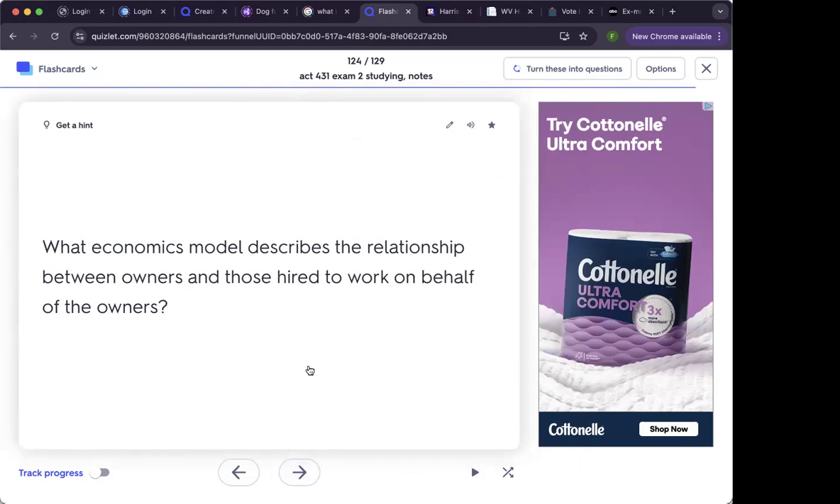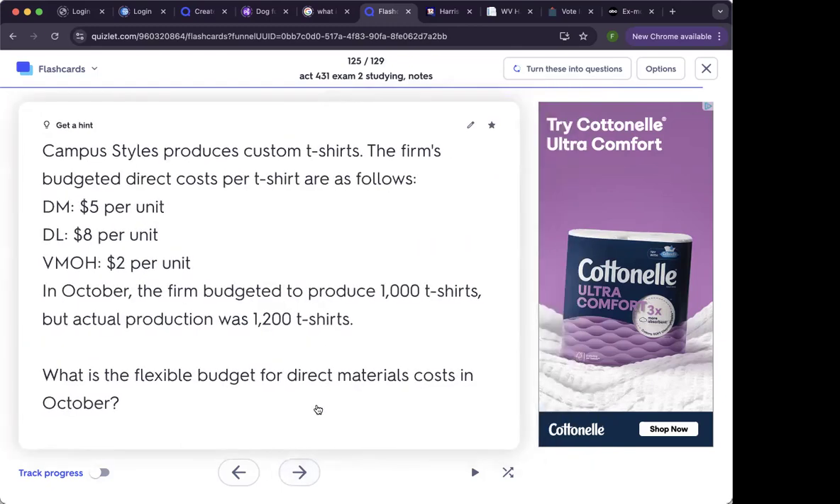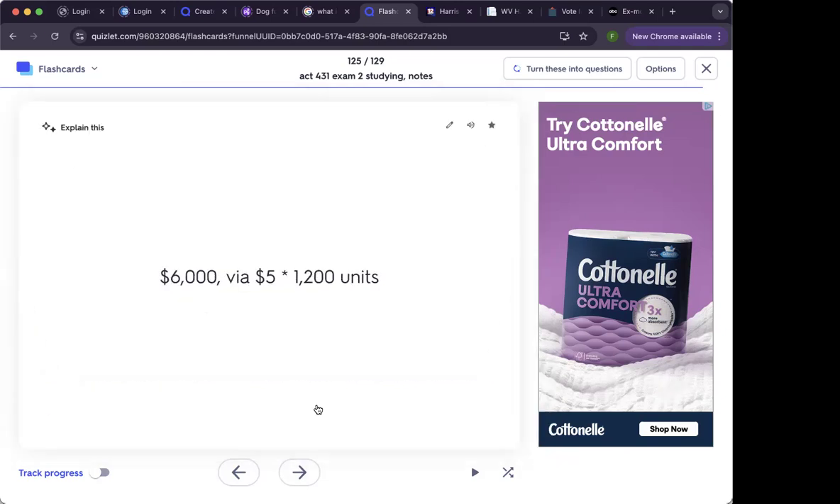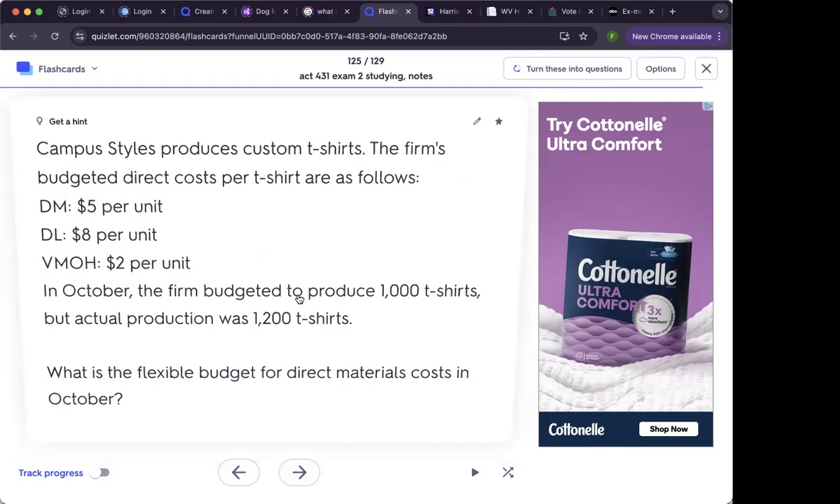What economics model describes the relationship between owners and those hired to work on behalf of the owners? Principal agent model. Who's who? Campus Styles produces custom t-shirts. The firm's budgeted direct costs per t-shirt are as follows. What is the flexible budget for direct materials costs in October? That's $6,000, which we got via the direct materials cost per unit times the actual production. Since this is a flexible budget, we use actual production.